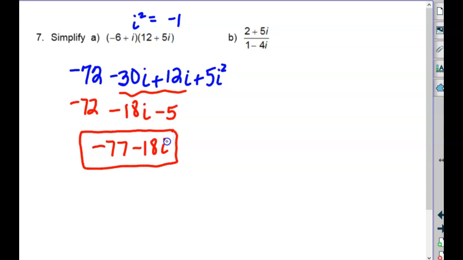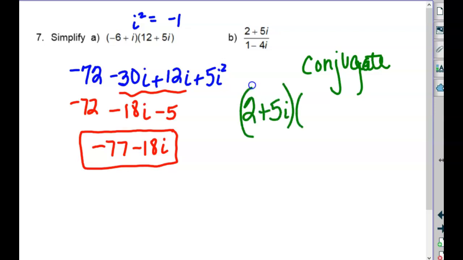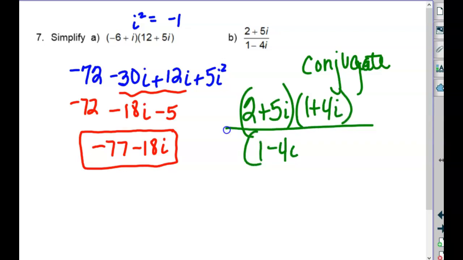Anybody disagreeing? I don't have an answer key up here, so please yell if I do something silly. Part B. Anybody remember how we get rid of i in the denominator? Yes, we multiply by the conjugate of the denominator. What is the conjugate of 1 minus 4i? So we have the top times 1 plus 4i over the bottom times 1 plus 4i.